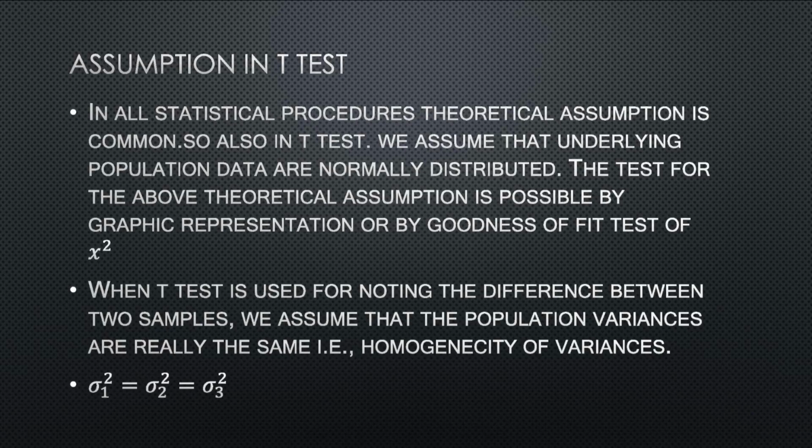When t-test is used for noting the difference between two samples, we assume that the population variances are really the same, that is homogeneity of variances. Sigma 1 square equal to sigma 2 square equal to sigma 3 square.